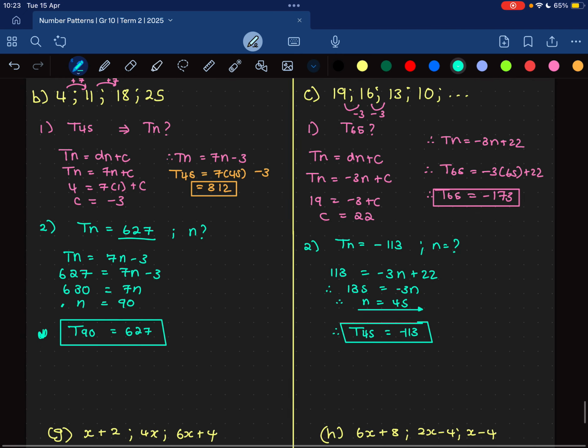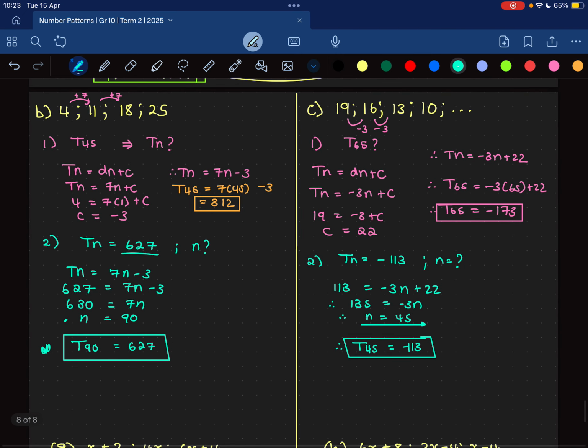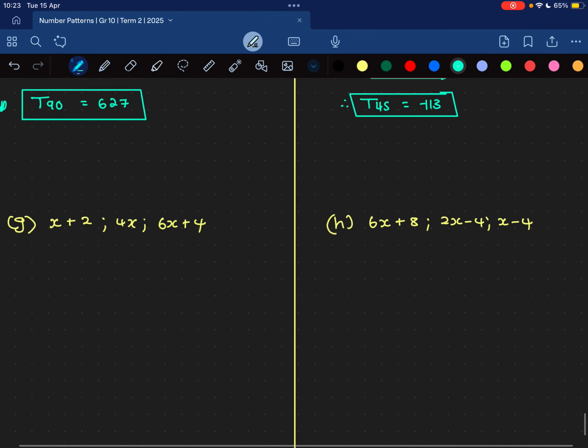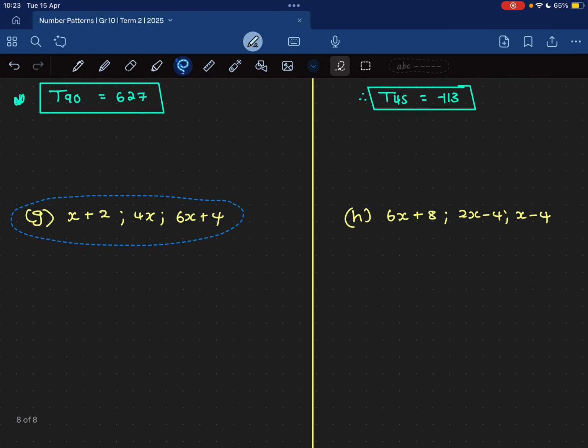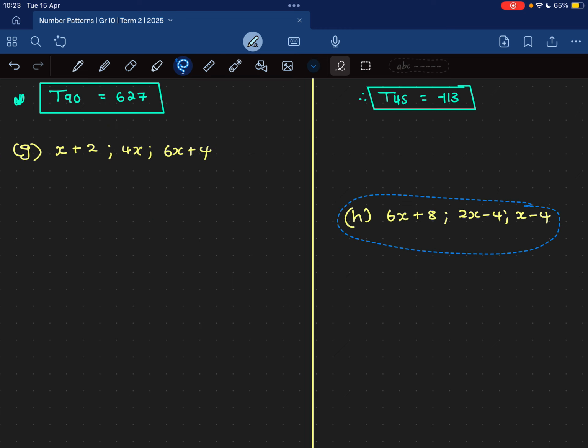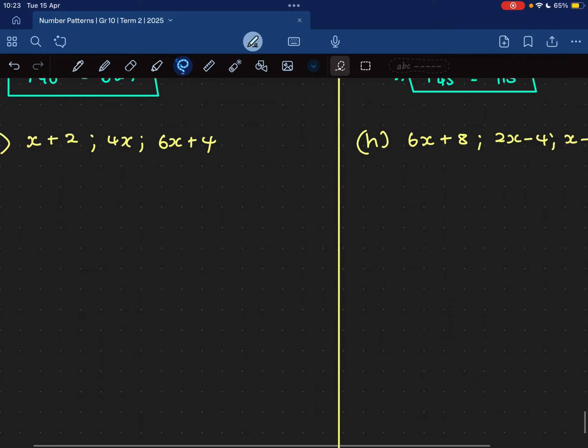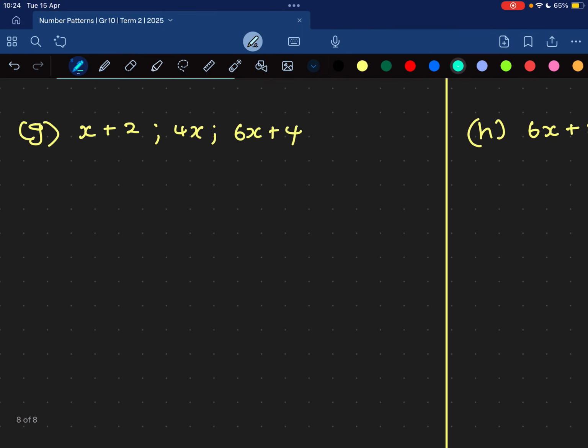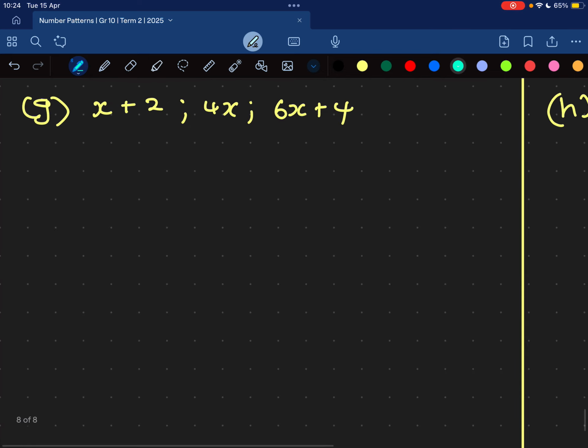Okay, easy enough. Both questions use the exact same methods. Okay, now G. G is the more complex one, like we were doing in that last question. Okay, so firstly, I can see that G has the pattern x plus 2, 4x is the second term, and the third term is going to be 6x plus 4. Okay, so the first question says determine the value of x and hence the sequence.